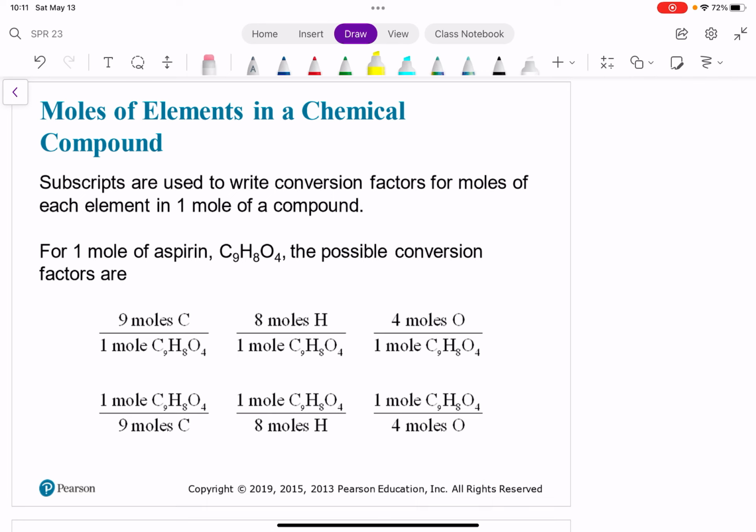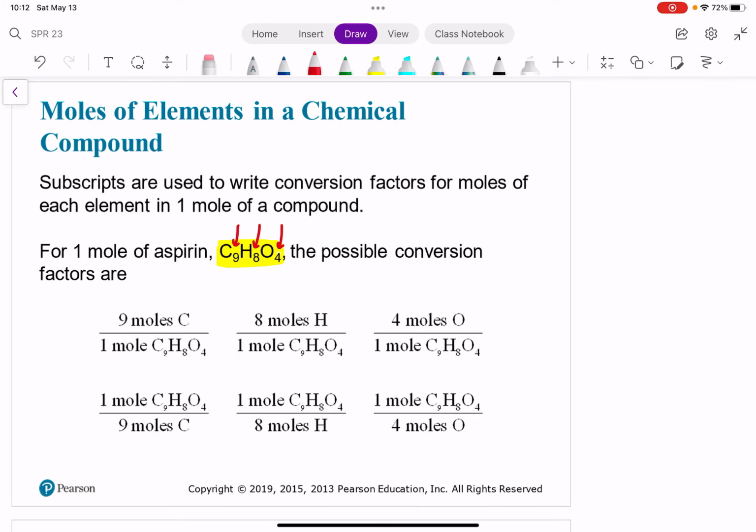So it's a little weird, but in this aspirin, in 1 mole of aspirin, there are actually 9 moles of carbon. In 1 mole of aspirin, we have 8 moles of hydrogen. In 1 mole of aspirin, we have 4 moles of oxygen. And you can actually make a conversion factor for each of those relationships.